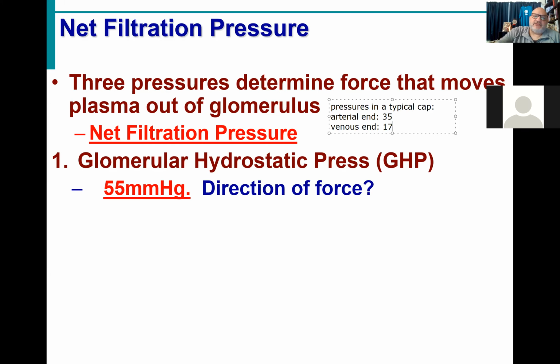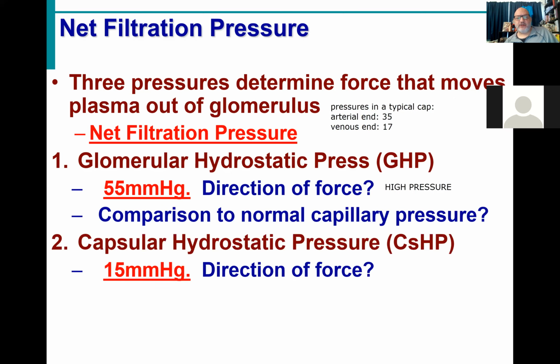So if you notice, our glomerular hydrostatic pressure is almost double what the pressure was in a typical capillary at the arterial end, and almost 3 times what it is at the venous end. Remember, one of the specializations of the glomerulus is that it is very high pressure. So we have this huge high pressure of 55 millimeters of mercury with that outward force.